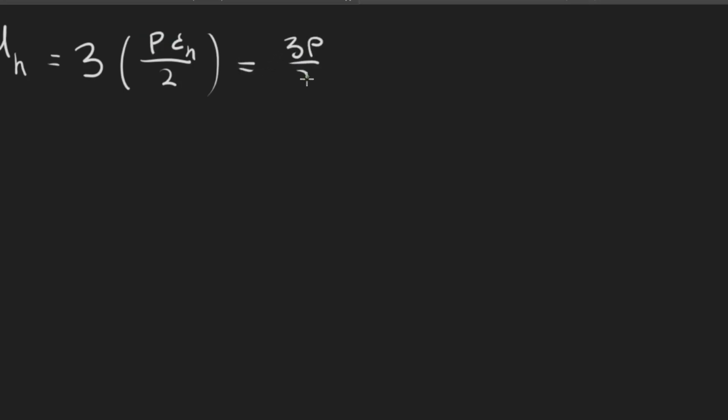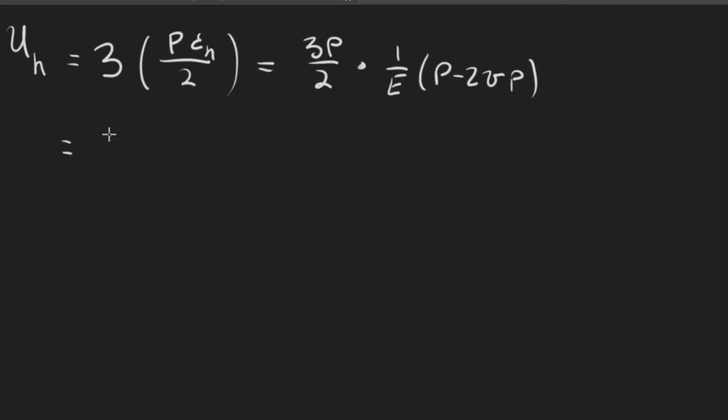So we can say that our distortion energy from the hydrostatic is equal to 3, because we'll have 1 in each of these directions, times 1/2 sigma epsilon from the hydrostatic, where a sigma right here is just equal to P. And then we'll just write 3P over 2, and then this will be times 1 over E times P minus 2 nu P, which we can say is equal to 3 halves times 1 minus 2 nu over E times P squared.